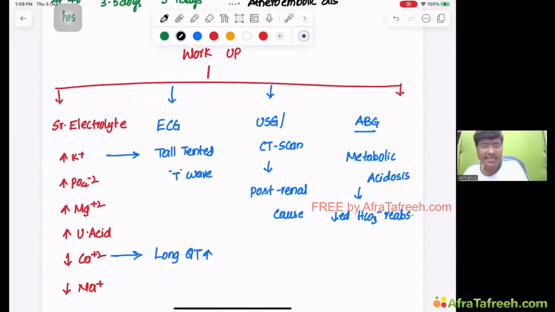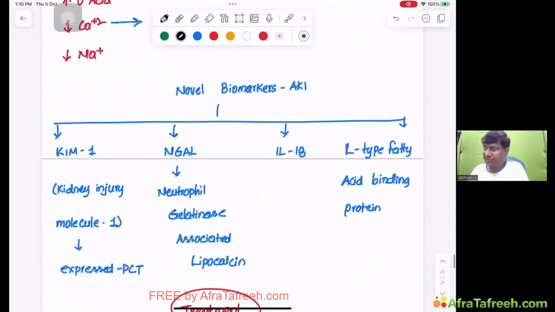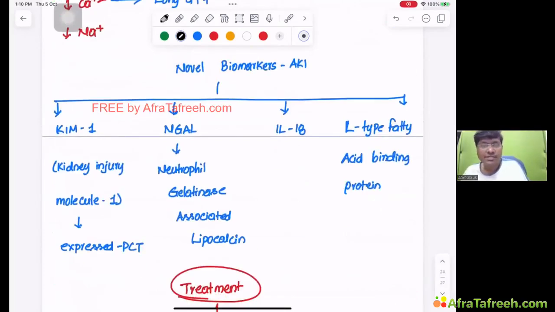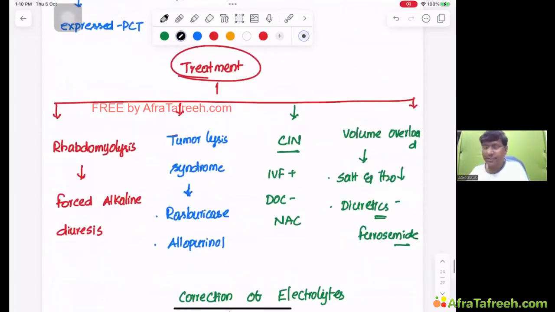Serum electrolytes, right? This is the picture: hyperkalemia, hypermagnesemia, hyperphosphatemia, increase in uric acid levels, but sodium levels and calcium levels are reduced. ECG, because of hyperkalemia, you will have tall tented T waves. Because of hypocalcemia, you will have a long QT interval. Ultrasound abdomen is done mainly to look for any postrenal pathologies. ABG, you will have metabolic acidosis. Novel biomarkers are KIM-1, NGAL, interleukin 18, and L-type fatty acid binding protein.